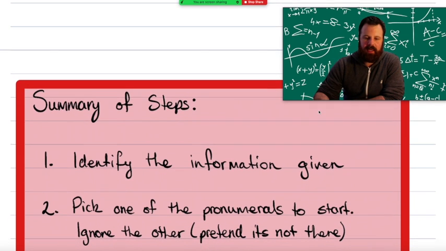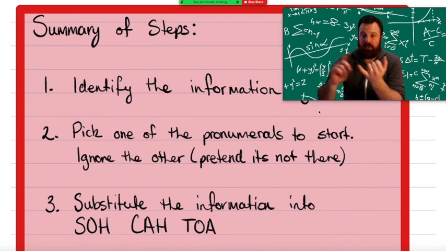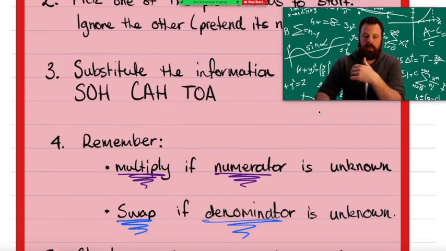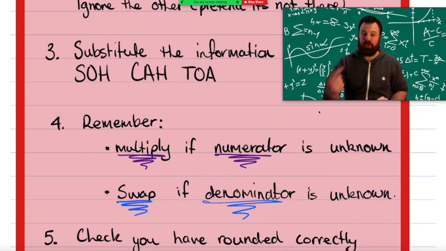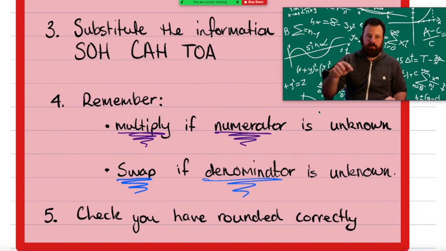So summarizing what we've done here, first, and like always, we identify the information given to us. With this question then, we pick one of the pronumerals to start with, and then we ignore the other one, just pretend it's not there. You could see I rubbed it out. Once I've done that, I substitute the information I have into TOA, and then I need to remember that if it's the numerator I don't know, they multiply, the denominator and the trigonometry multiply. If it's the denominator that I don't know, they swap positions, check that I've rounded it correctly, and then once I've done those 5 steps, I go back and I do them for the other unknown that I had.